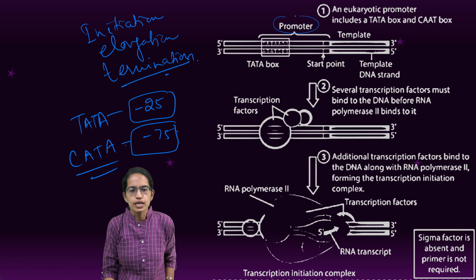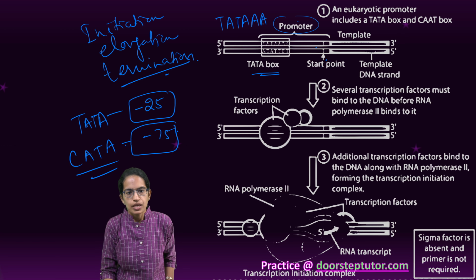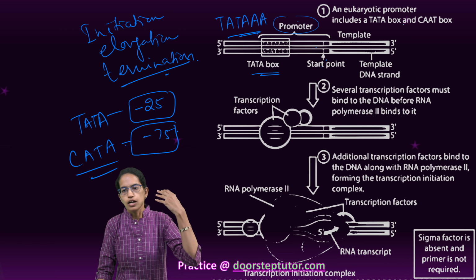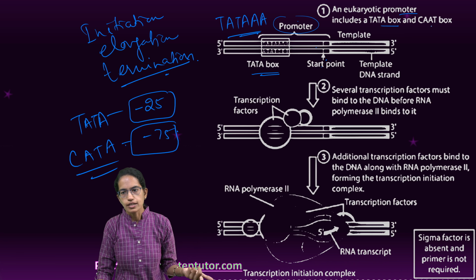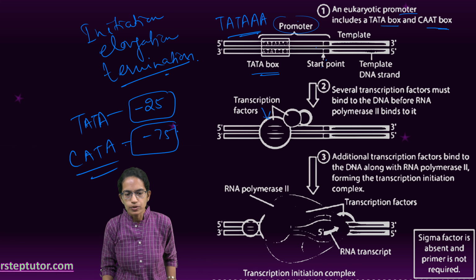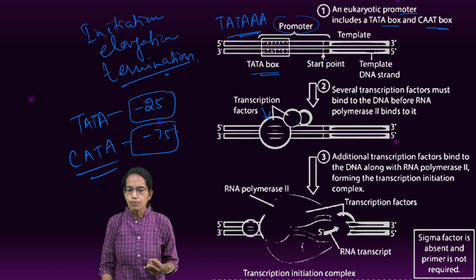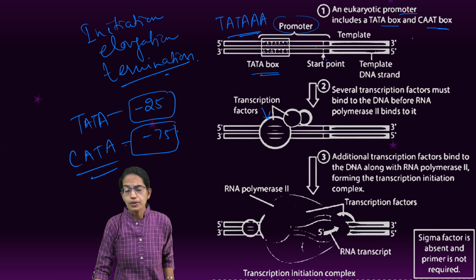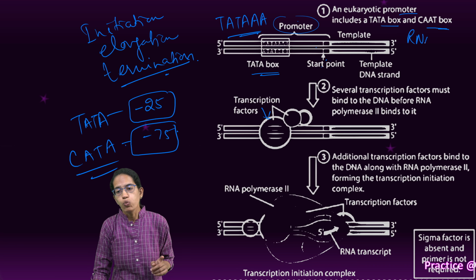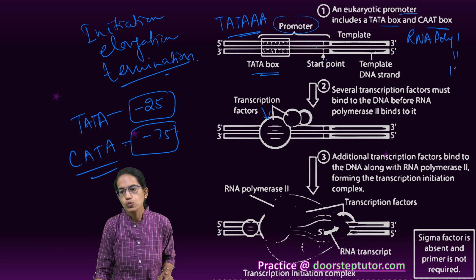So the promoter here would be the TATA box and this is where you would have the start point. The sequence would be TATAAA and that would be the site. So the promoter would have a TATA box and a CATA box. The next would be here in the promoter zone, the transcription factors would bind. So there are three polymerases. What are those polymerases? RNA polymerase 1, 2 and 3.